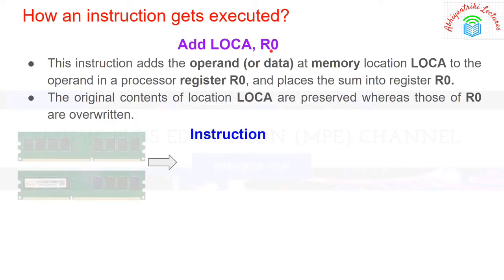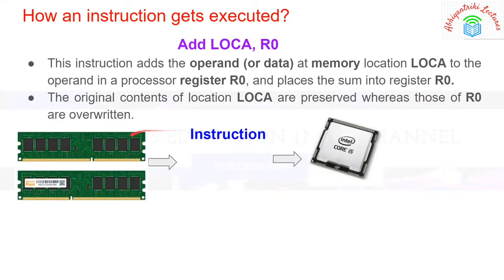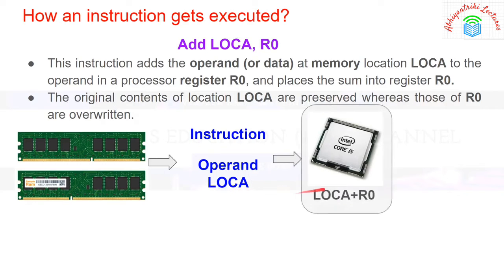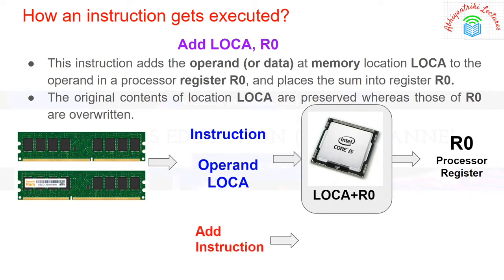Here the processor fetches the instruction from the memory, and the processor also fetches the operand LOCA from the memory, that is 25 in our example, and performs the addition operation. 25 plus 15 is 40. The final result will be stored in processor register R0. So for the Add instruction, who performs the addition operation? The arithmetic and logic unit of the computer, right? It performs the addition operation.